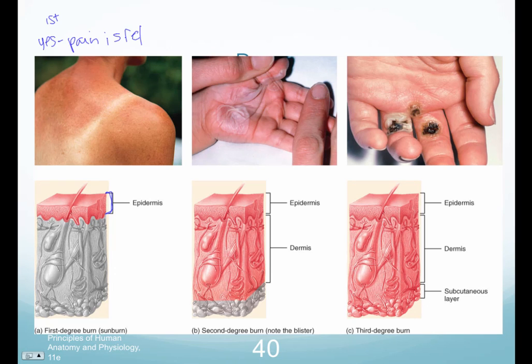And why is pain felt? Because remember, we have those Merkel cells, those nerve cells right over here that can pick up those pressure sensations. And so if you burn that, you can also feel that pain. Now, 2nd layer we have is epidermis and dermis. We start damaging these 2 layers, so 2nd degree.